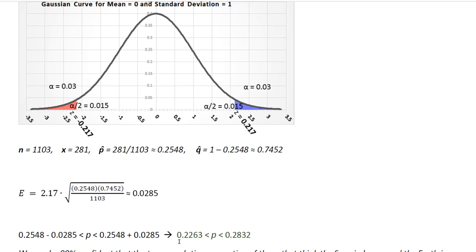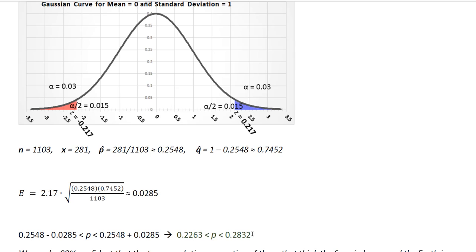This is what my confidence interval works out to be after I subtract my 0.0285, or my E, from p hat, which is shown over here, and when I add 0.0285 to my p hat, which is shown over here. When I do the simple arithmetic on that, I get a confidence interval of 0.2263 is less than the population proportion, which is less than 0.2832.